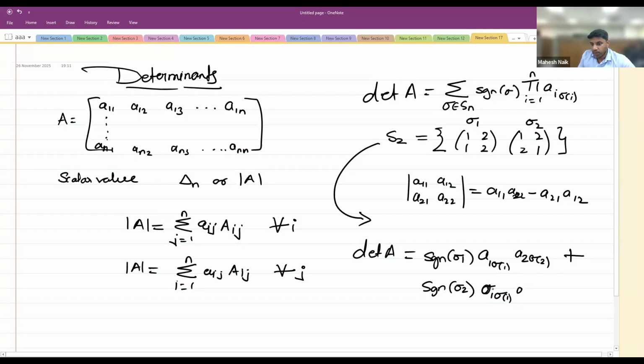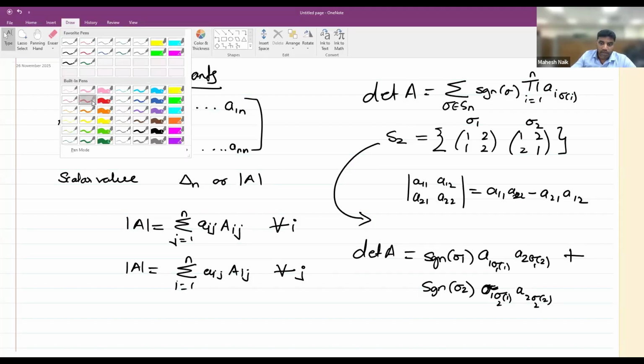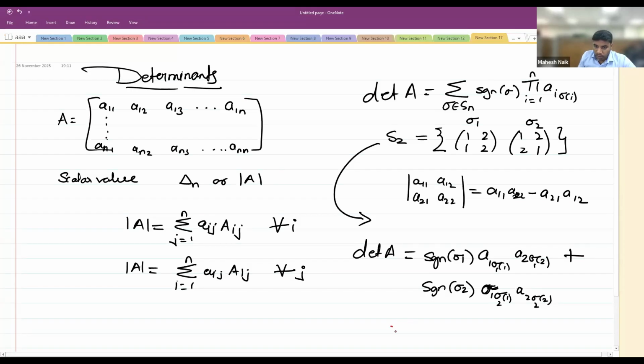Sorry, this is A1 sigma 1, and this will be A2 sigma 2. In the first case, I'm talking about sigma 1, and in the second case, I'm talking about sigma 2. Okay, so now what is the sign of sigma 1, which is the first identity permutation? The sign of sigma 1 is 1.